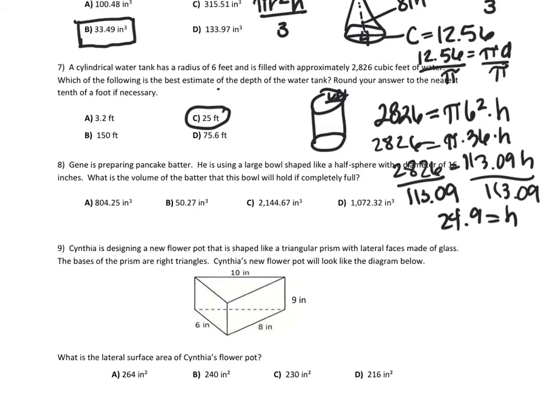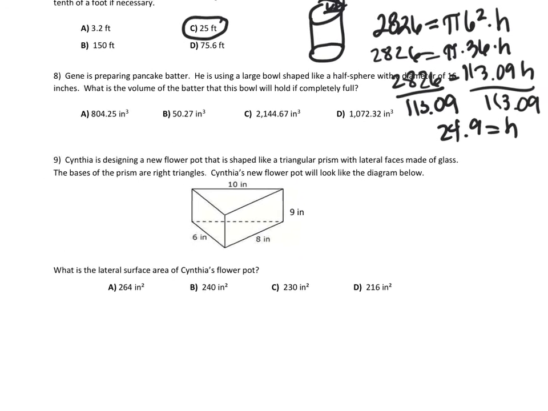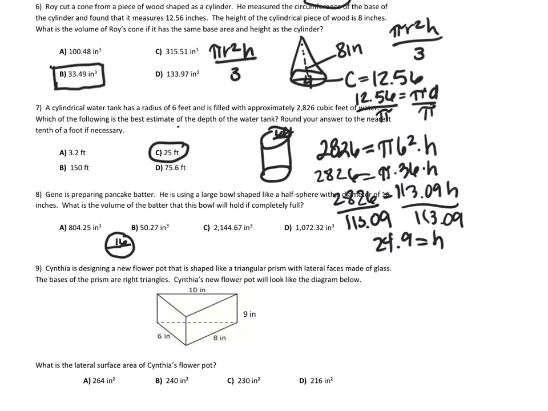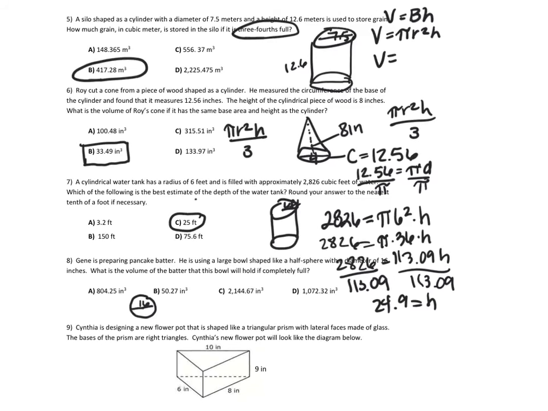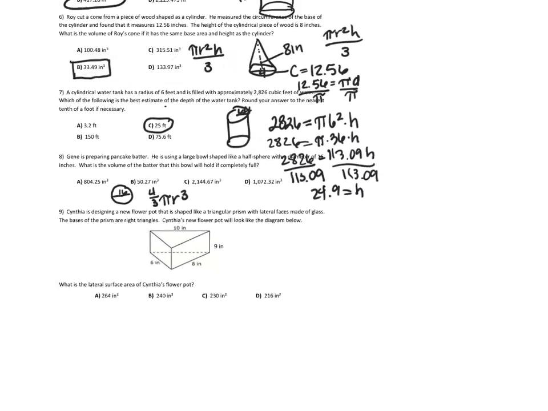Okay, number 8, Gene is preparing pancake batter. He's using a large bowl shaped like half of a sphere with a diameter of 16. What is the volume of the batter of the bowl? Okay, so we're talking about a bowl. We're talking about a sphere that's cut in half. So it has a diameter of 16. So our formula, we used it up here, is 4/3 pi r cubed.